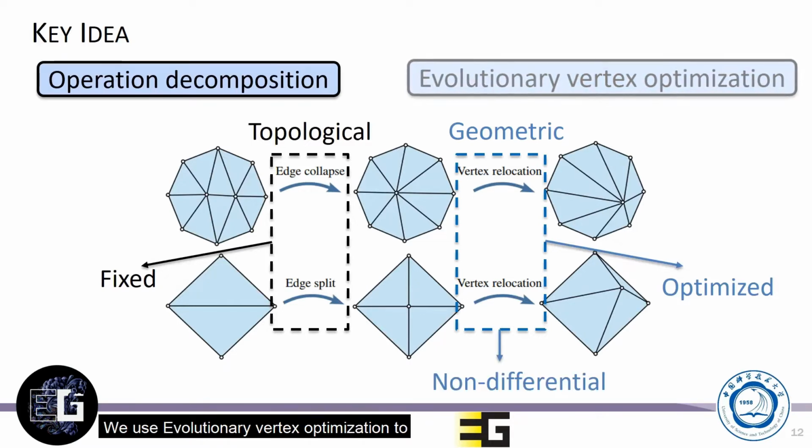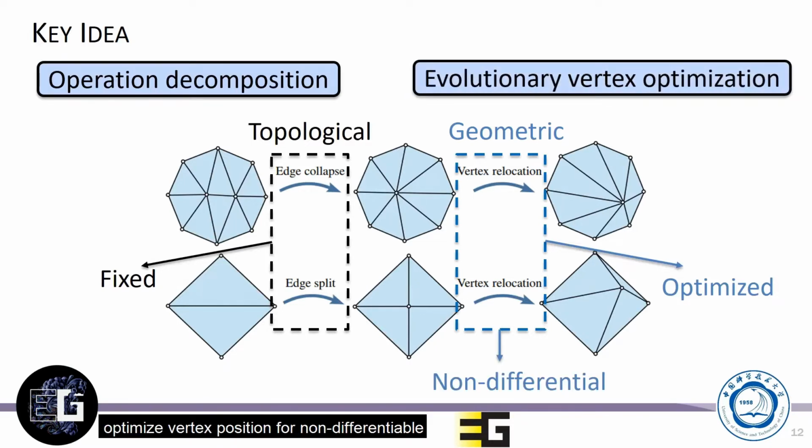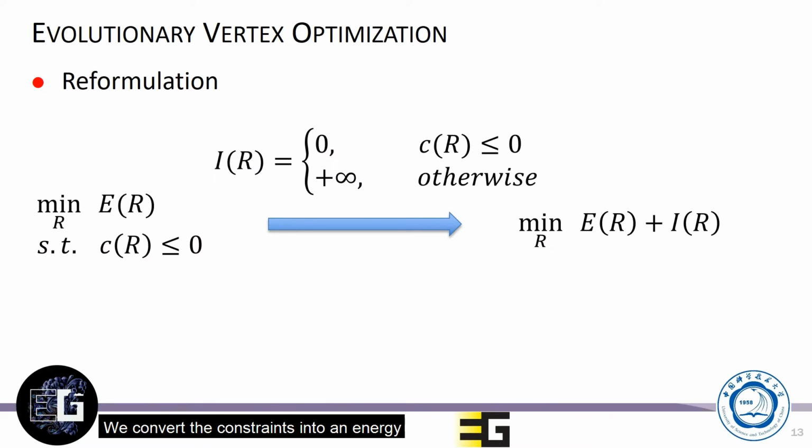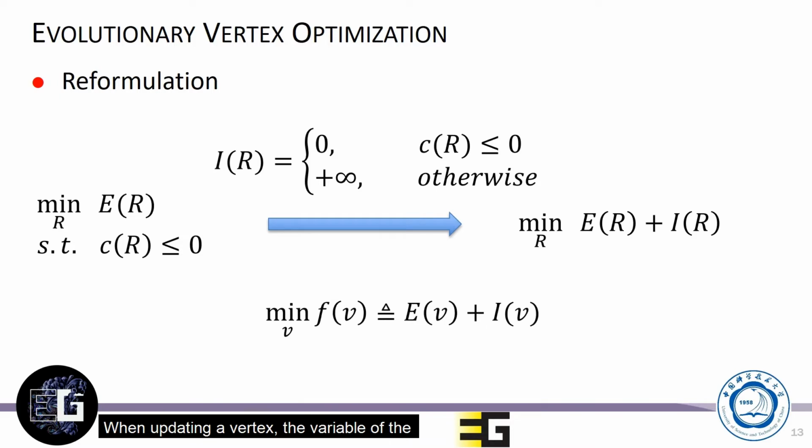We use evolutionary vertex optimization to optimize vertex position for non-differentiable objectives and constraints. We convert the constraints into an energy function via the barrier function. Then the constraint optimization problem is formulated into an unconstrained form. When updating a vertex, the variable of the unconstrained problem becomes the position. We design a differential evolution algorithm to minimize it.